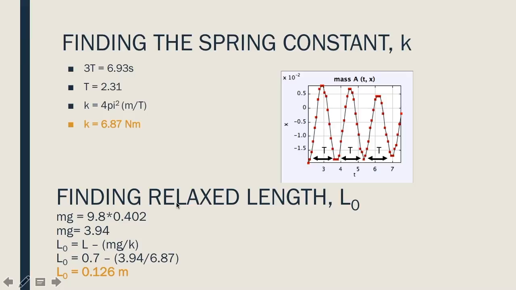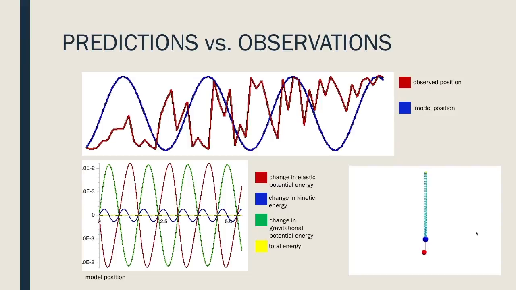And then I went ahead and calculated the relaxed length, L sub 0, using the following formula, and I got L sub 0 to equal 0.126 meters. So again, this was very close to what was calculated previously in the video, but it was not the same. I plugged those values into my VPython code, and I got the following predictions versus observations.